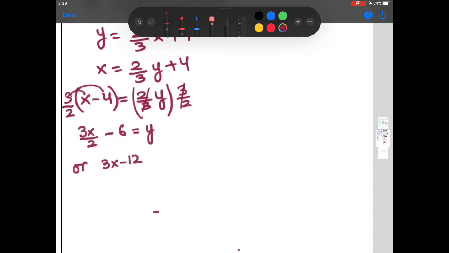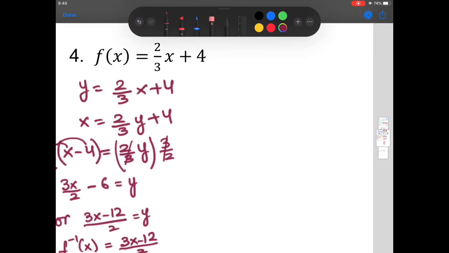Or you can choose to write it as 3x minus 12 over 2 equals y. Either is right. So let's use our notation. That's your f inverse of x. Always write your final answer as an inverse. So I'm just going to rewrite it like this, over the whole fraction.